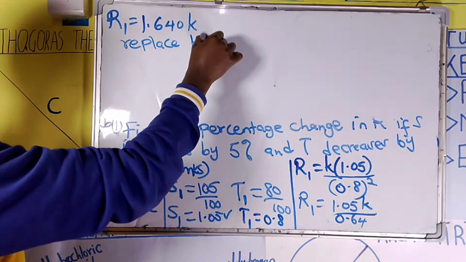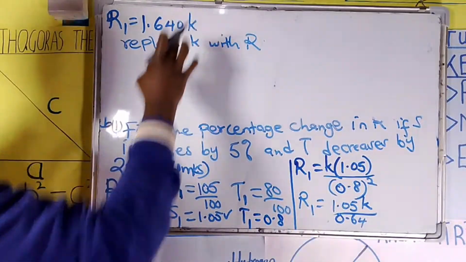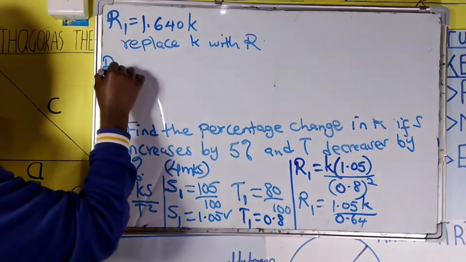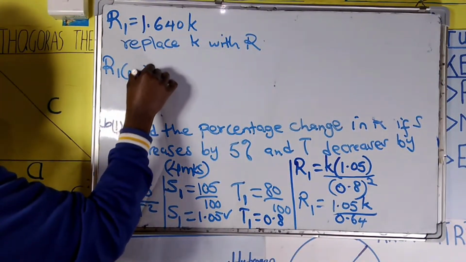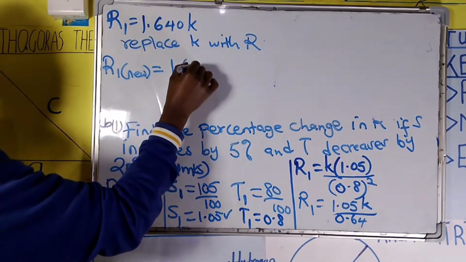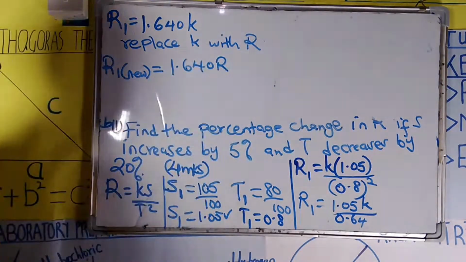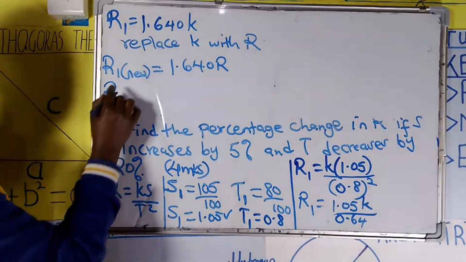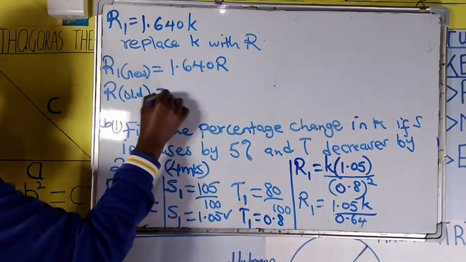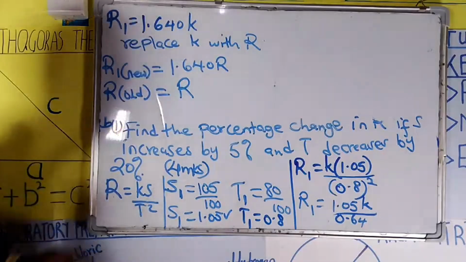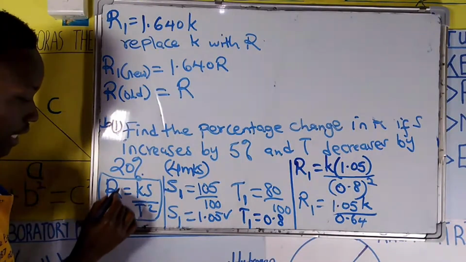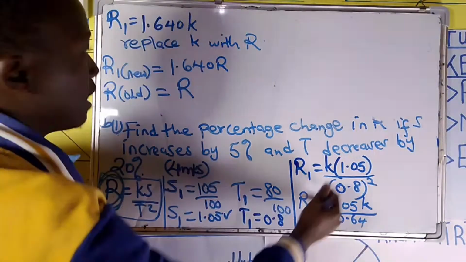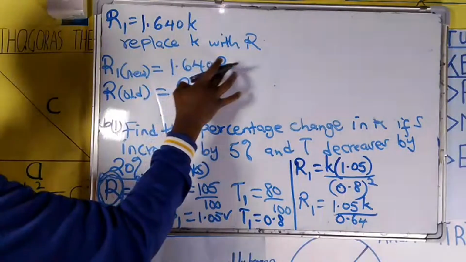So when we have this, we can now replace K. Let us replace K with R. It does not matter even if it is there, but let us just replace it with R. So that we will say our new R is equal to 1.640 R. And our old R, we can just call it old R, was equal to R. Remember, this is before the change, it was just R. But new R, you see there is a difference. New R is 1.640 R.